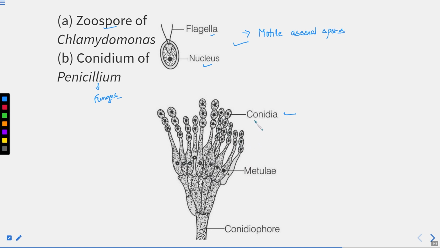Okay, and you can see here conidia. Conidia are born on conidiophore. So this is the stalk. So this stalk is known as the conidiophore. All right, and here these are the conidia, and in between conidia and conidiophore, metulae is present. Okay, so this is the structure of the conidia. Conidia is also an asexual spore. So both of these help in asexual reproduction.